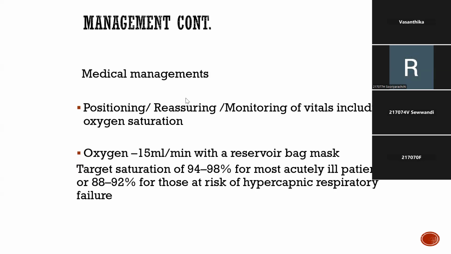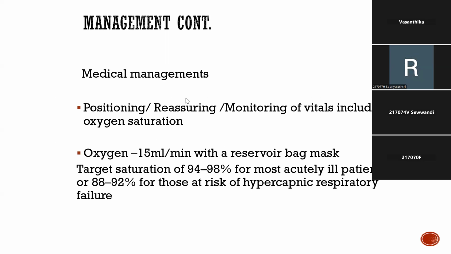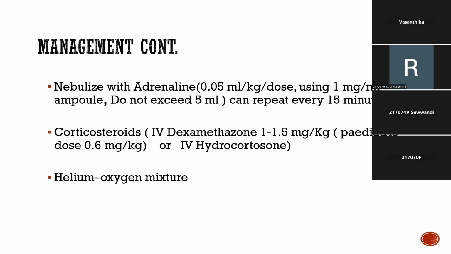Your target saturation is generally about 94 to 98 in the most acutely ill patient. And if the patient has a history of respiratory diseases, you are not going to achieve 94 in those patients. Your target for respiratory failure patients is like 88 to 92%. So you have given oxygen with a mask and reservoir bag. You have positioned the patient. You are monitoring the patient. What else can you do?